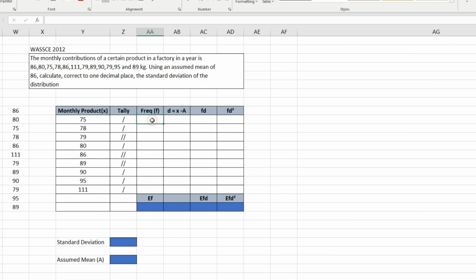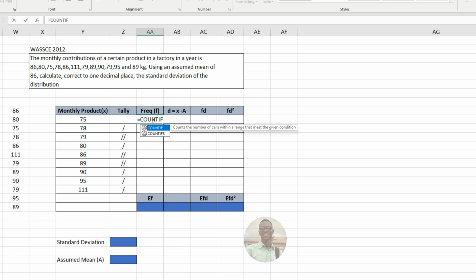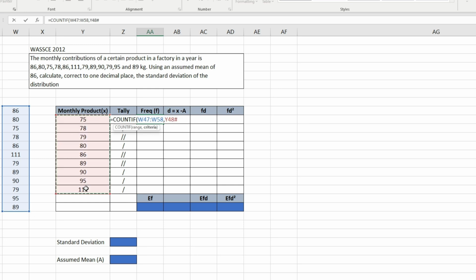Alright, so with our frequency here, we can use COUNTIF to get it, so equal to COUNTIF. And then the count range is this one here, comma, and then the criteria is these ones here, and then I can close it.